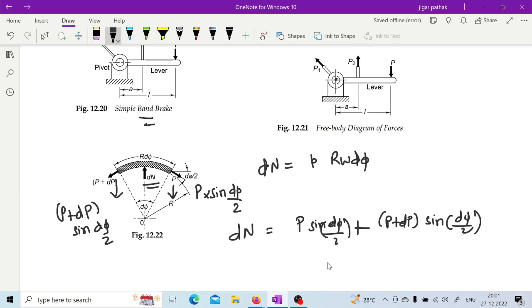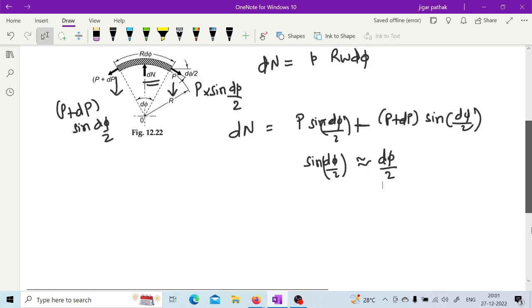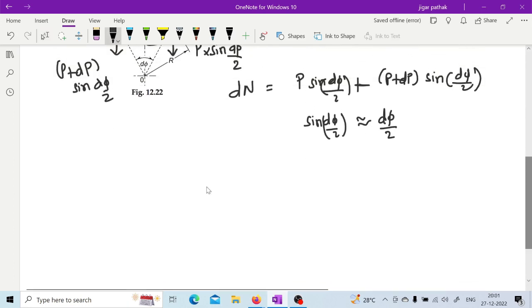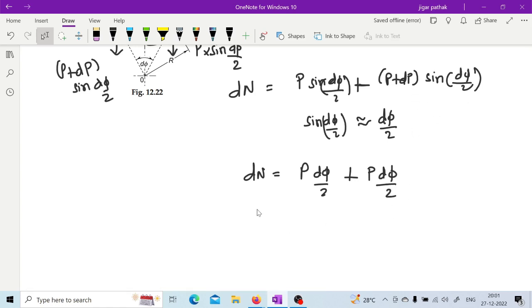As we know, this d phi is very small. This sine d phi by 2 itself can be represented with d phi by 2 only. If you put this d phi by 2 into the above equation, then dN can be presented as P d phi by 2 plus P d phi by 2. We are neglecting dP into d phi by 2 because it is a very small quantity. So here basically this is P d phi.